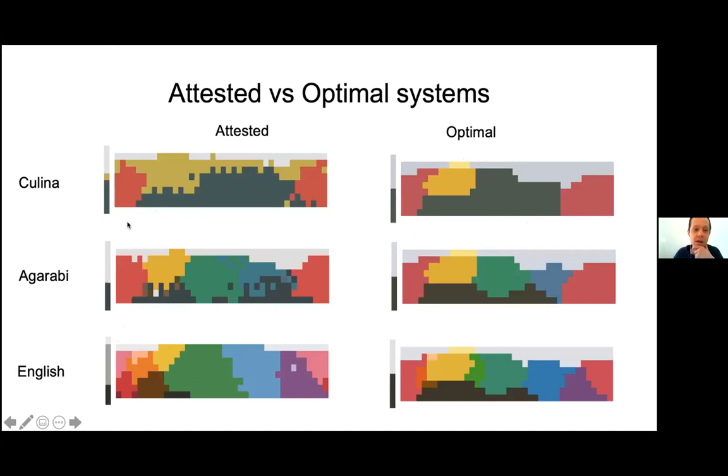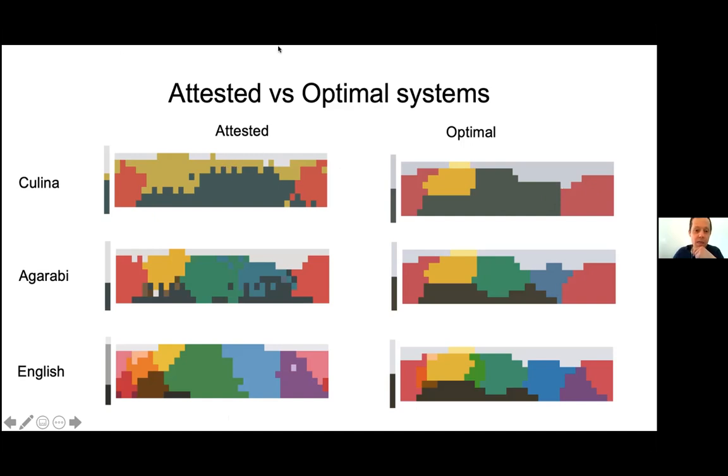So I've picked out 3 examples here. Here's the color naming system for Kalina, and you can see it has these 4 categories: a light, a dark, a red, and a yellow sort of category. Here is the optimal system that matches Kalina for complexity. And you can see that it's not identical to the attested system, but the model is doing a pretty good job of predicting where the category boundaries should lie.